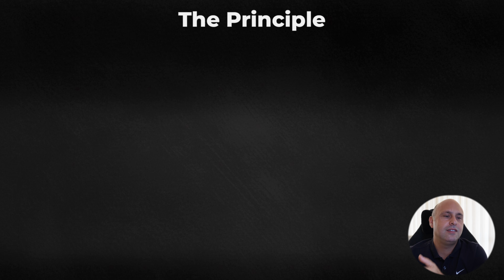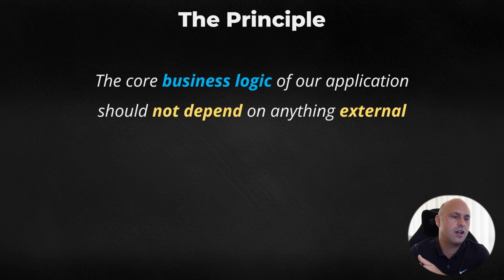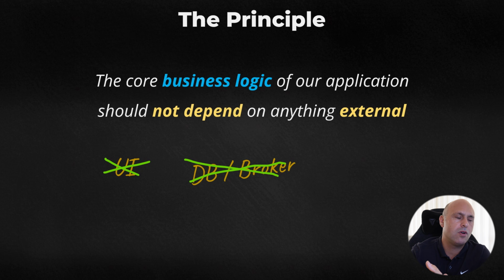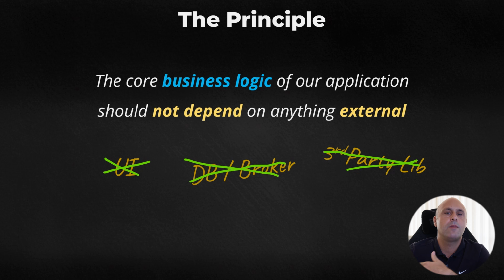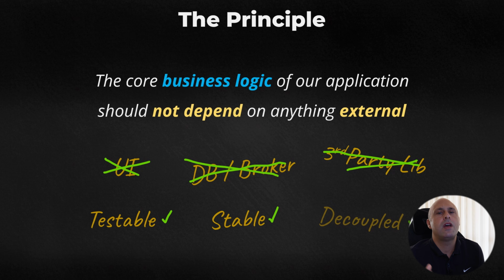Let's start. The core tenet of these architectures is the dependency rule, or dependency inversion principle, which states that our core business logic, the rules that make our application unique, should not depend on anything external, not the UI, not the infrastructure like the DB or the message broker, not some third-party library or framework. The result should be that we have the core logic easily testable, stable, and decoupled from any external agency.